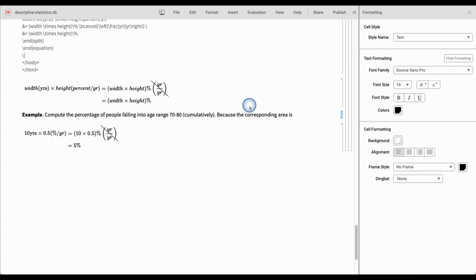Perfect. All right, and we will spell it out. Approximately 5% of all subjects fall into the age range 70 to 80.